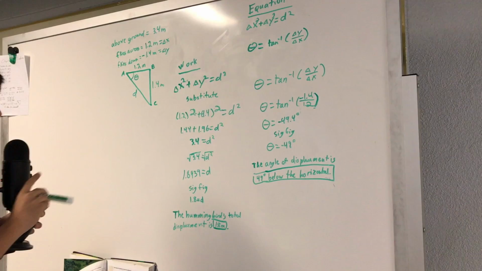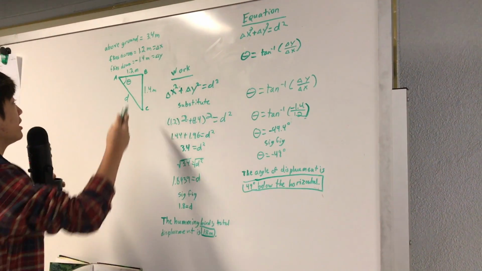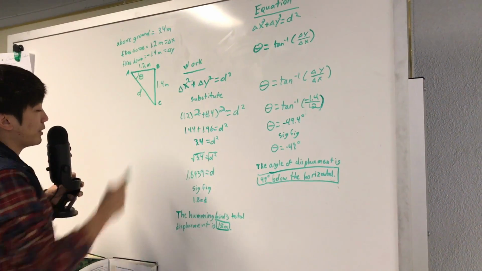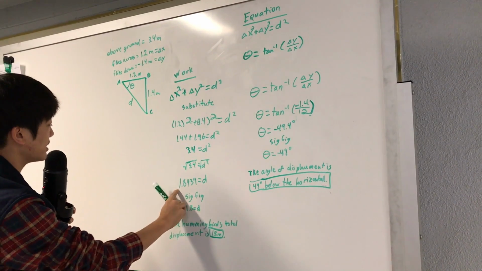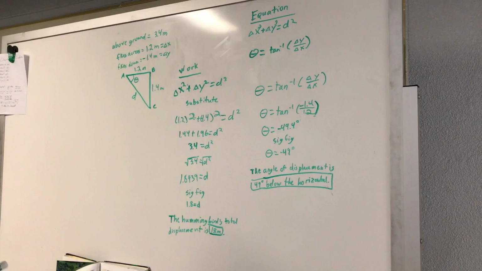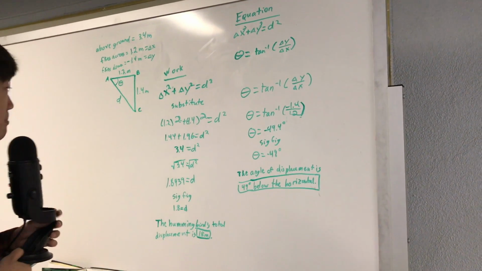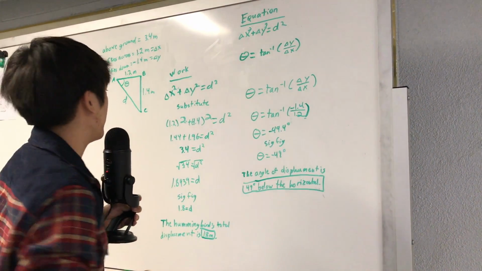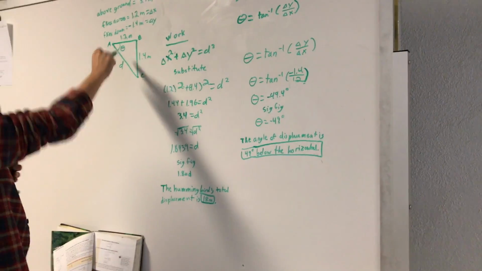Then you have to remember about sig figs, and as you can tell, they're going to two places, so you go two places right here, which is 1.8 equals d. Therefore, the hummingbird's total displacement is 1.8 meters. However, we're not done with this problem. We need to find the angle theta right here.